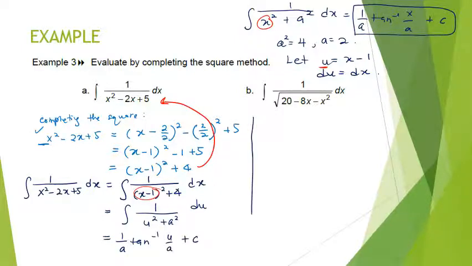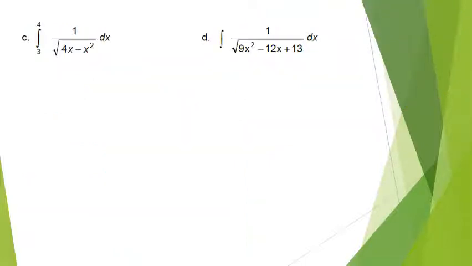Okay, so substitute the u and the a, so that we have 1 over 2 tangent inverse x minus 1 over 2 plus c. Okay, so this is the answer. Right? So I'm giving you the answer for B. So for B is sine inverse x plus 4 over 6 plus c. Okay, so do it yourself. Okay, next example. Okay, C.